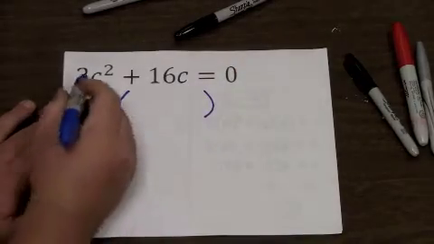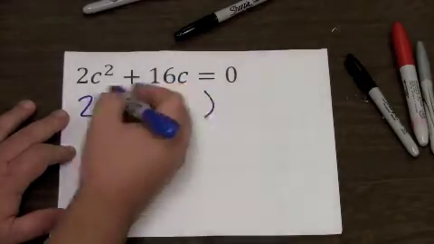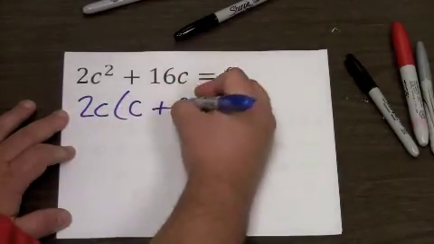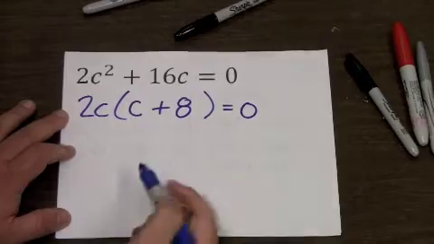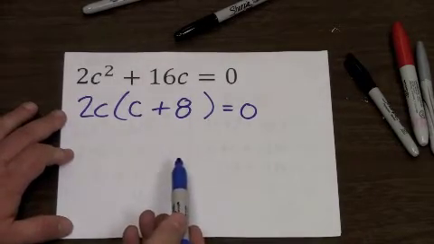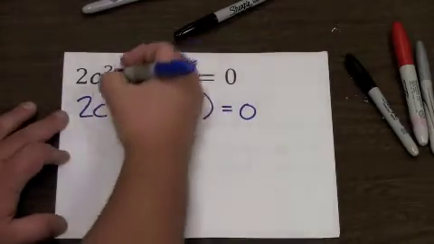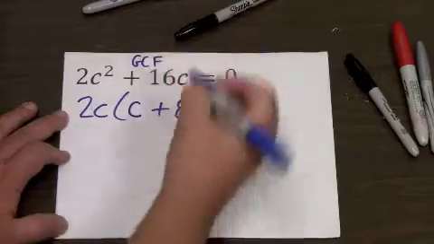Well, 2c² divided by 2c just leaves me with a c, and 16c divided by 2c just leaves me with an 8. Now I need to go through my flow chart again to see if this breaks down even more, but it doesn't. I'm just going to tell you it doesn't. So now step 1 is complete. It is factored. We factored this by GCF.